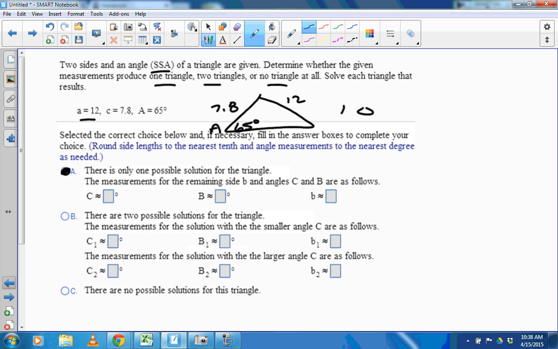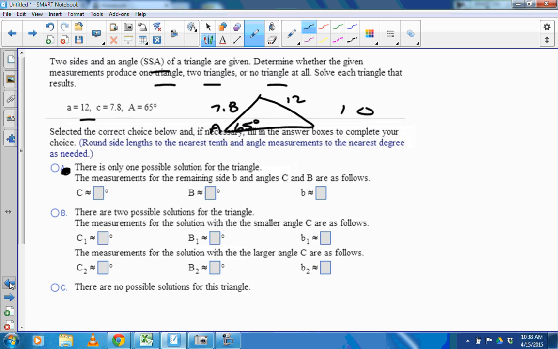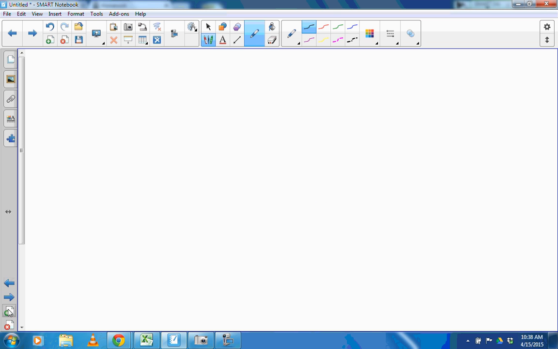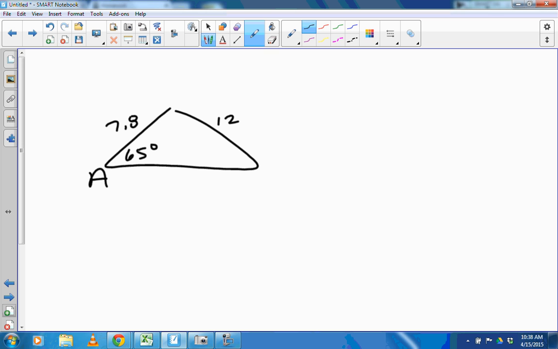Do I need to go over solving that one? Well, you would have to use inverse sine somewhere. I think we need to. Let me try to copy that. All right, help me remember it. 65, 12, and 7.8. Help me out with the labels. That was A. What was 7.8?